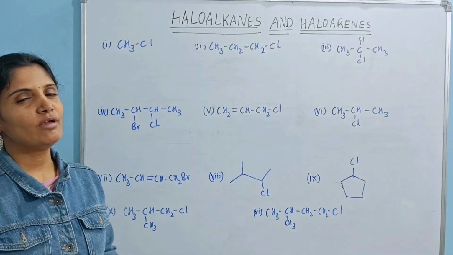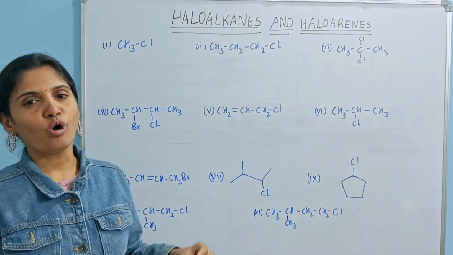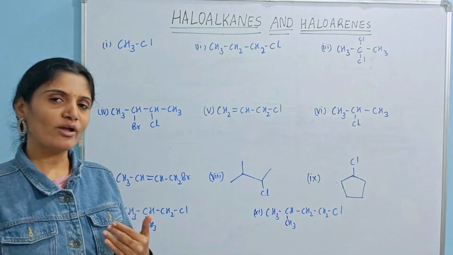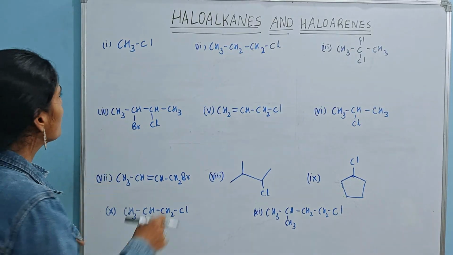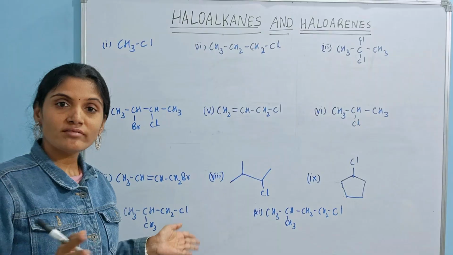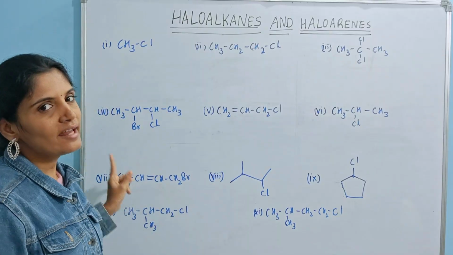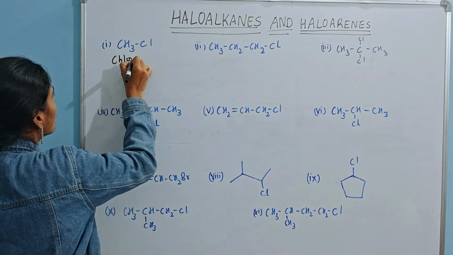Now let us start naming a few haloalkanes. We will try to write common names wherever it is necessary. Also, we will write the IUPAC name for all the compounds. See this compound. Here I have my chlorine. So chlorine as a halogen, as a substituent, where will I take it as? I will take it as secondary prefix. So it will be chloro.